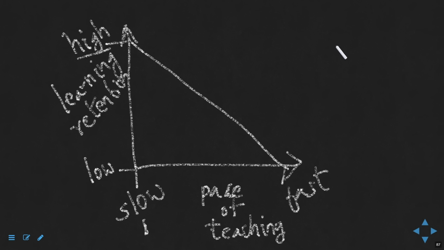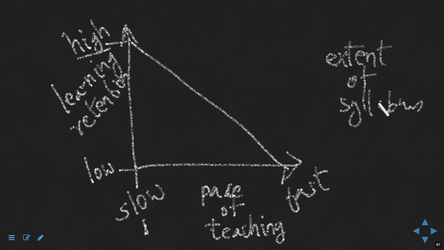What's the parameter that we are losing out on if we go very slow? Let's say the extent of syllabus coverage. So if we actually go slow in teaching, we are going to miss out on the extent of syllabus. It's going to remain uncovered. If you go fast, syllabus is covered, great, but I lose out on my primary customer, who is my student.